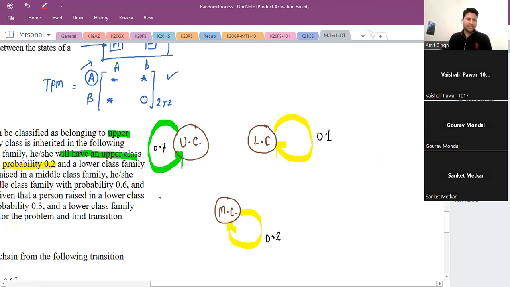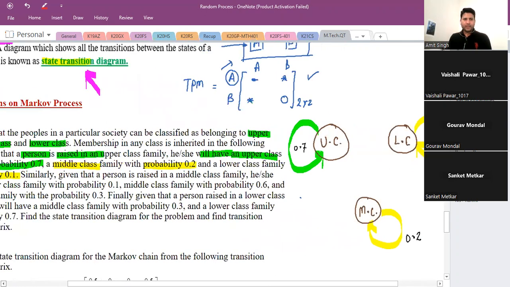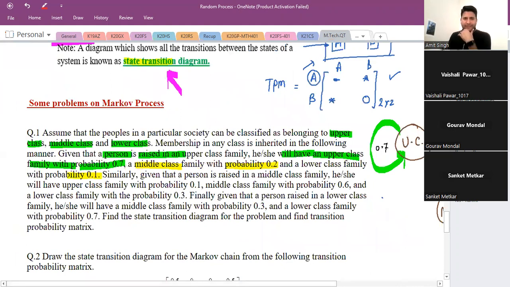Now let us proceed. What else is given in the question? Now, similarly, given a person raised in middle class family, he will have upper class.